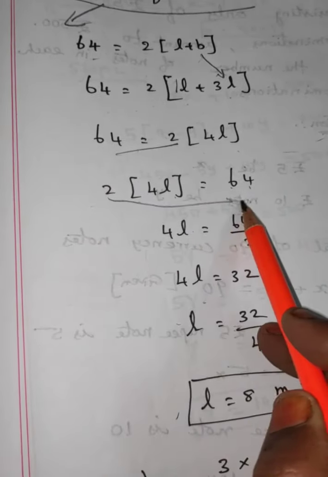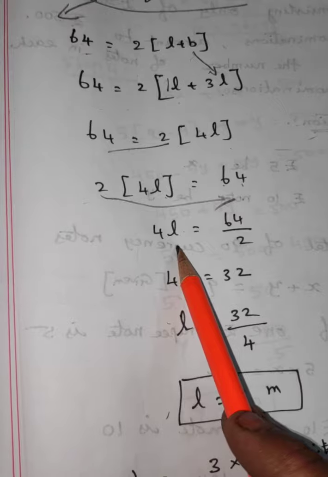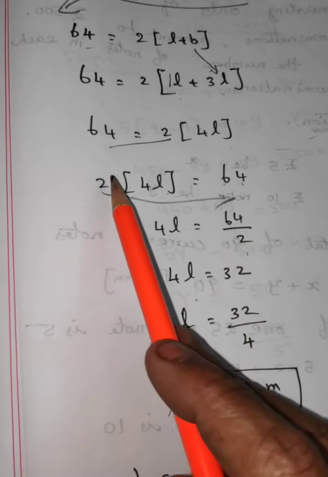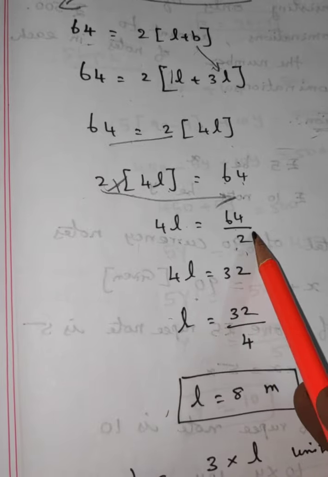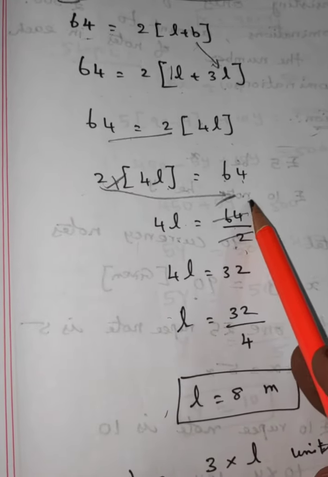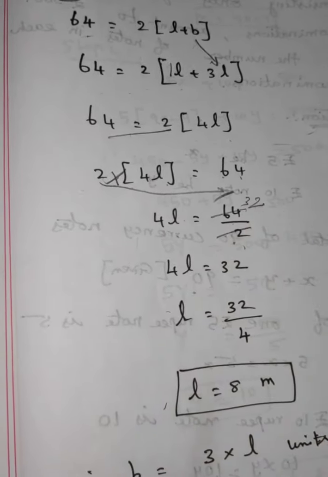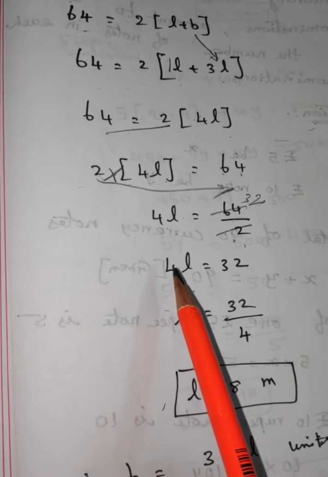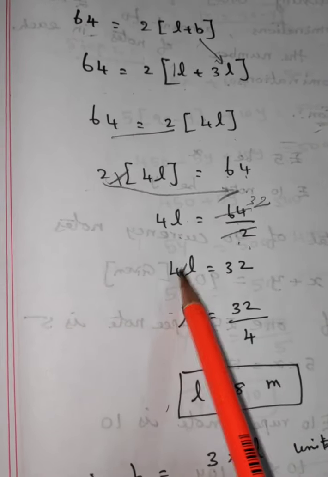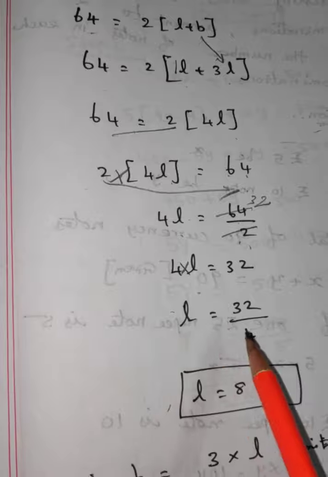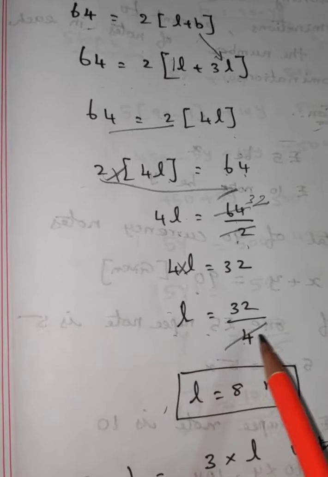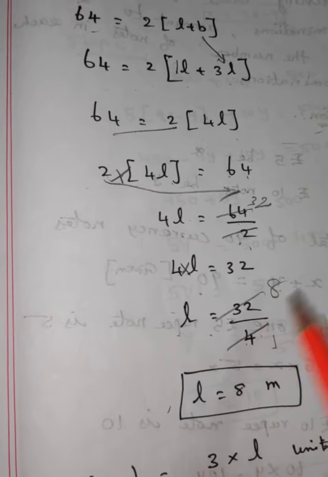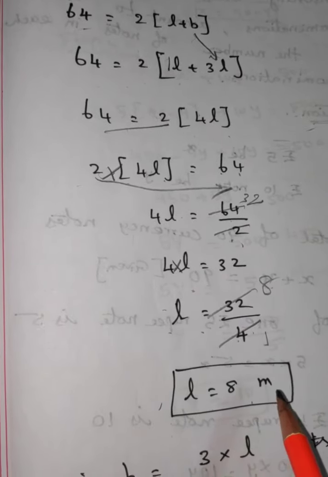2 you write in the division. 4L equal to 64 divided by 2. The into symbol changes into the division. 1 2 is 2. 3 2s are 6. 2 2s are 4. Now 4L equal to 32. Now 4 into L, in between the symbol is what symbol? Into changes into the division. L equal to 32 divided by 4. 1 4 is 4, 8 4s are 32. Now L value equal to 8 meters.